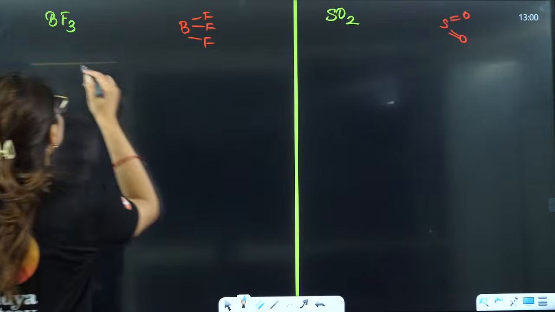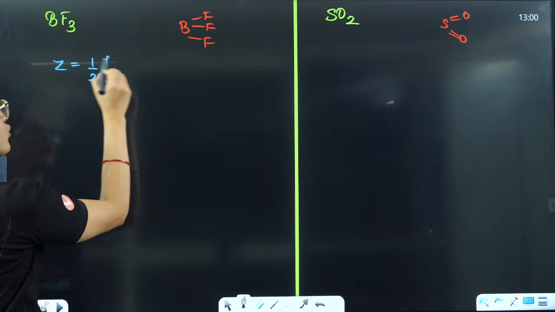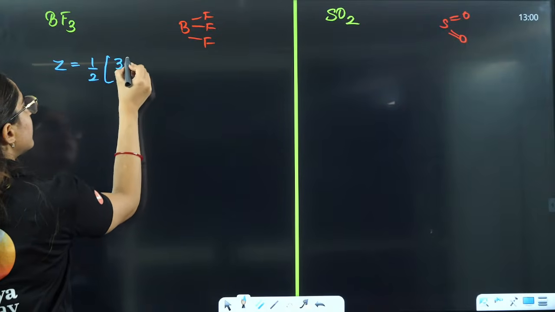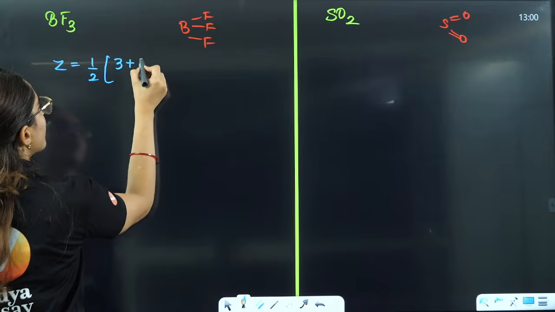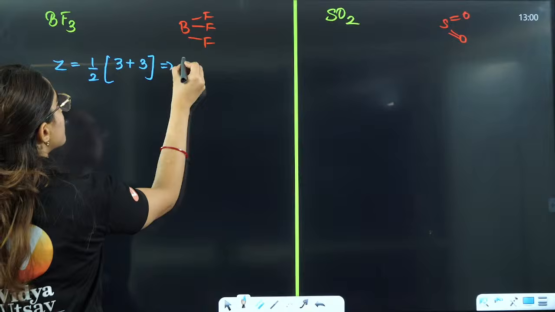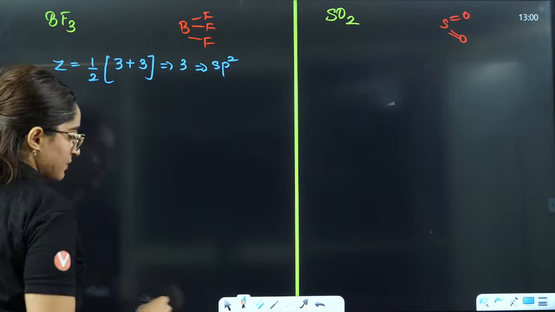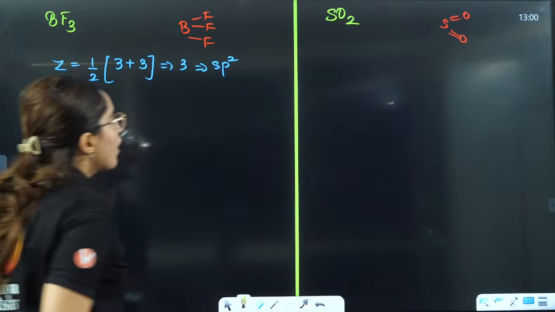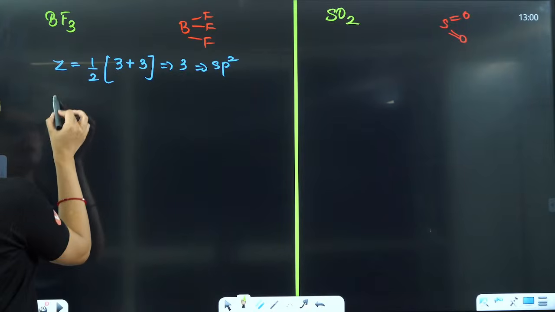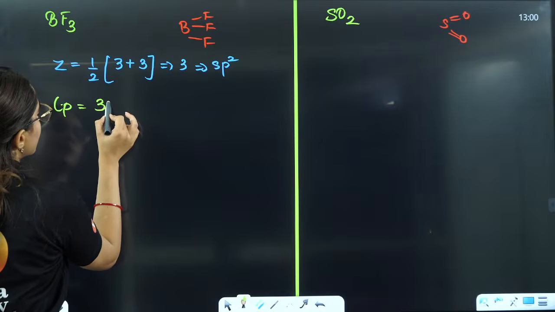What is Z? Z is half into, here boron belongs to group number 13, 3 valence, plus number of monovalent is 3, no negative positive charge, so overall it is going to be 3. 3 means it is sp2 hybridization, right? Now how many lone pairs are here? 3 sigma bonds are there.